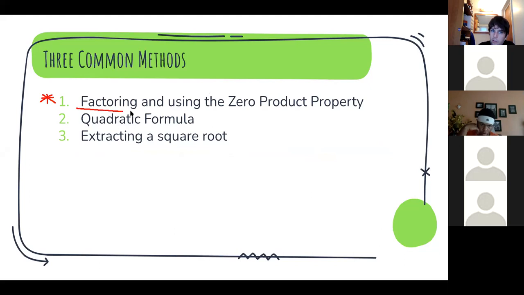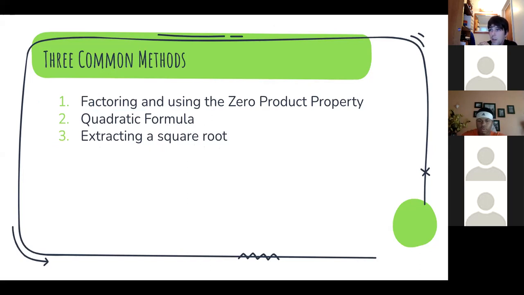because this makes use of factoring, which we spent a bunch of time last week talking about, and this idea of a zero product property. We'll also touch on quadratic formula, and if we have time, we'll discuss another method called extracting a square root. This one's the most complicated and is necessary for some problems, but does add some difficulty to things.